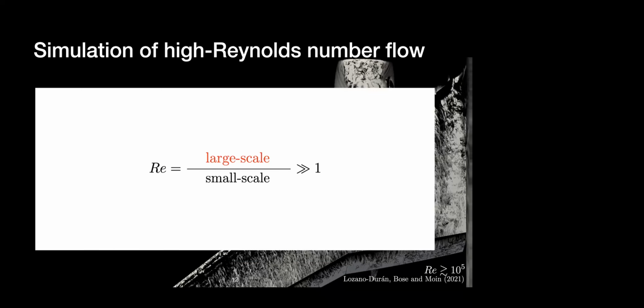However, the problem with simulating these very complex flows over airplanes is that airplanes are traveling at a very high speed, they're very large, and the viscosity of air is very low, meaning that it contributes towards very high Reynolds numbers. Because the Reynolds number means the ratio of the large scale and small scale motions, this means that there's a big scale separation between these two scales.